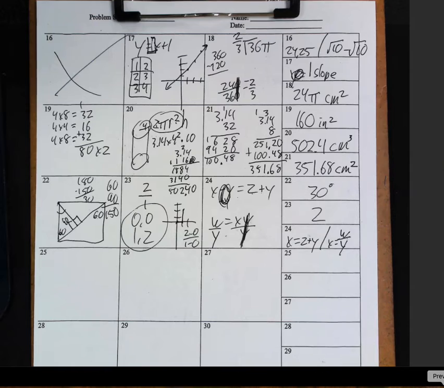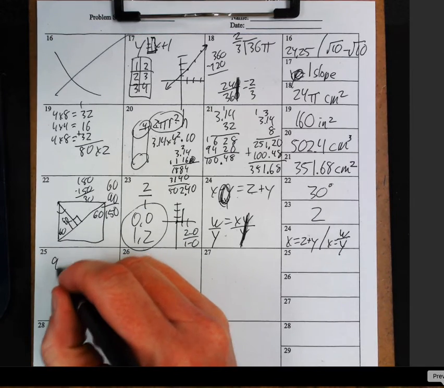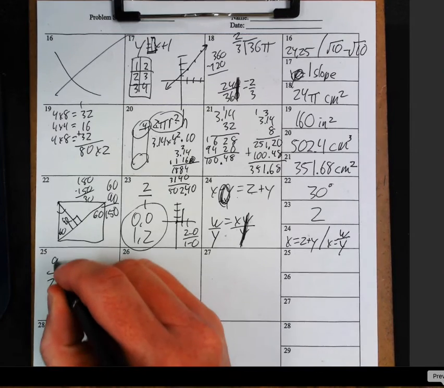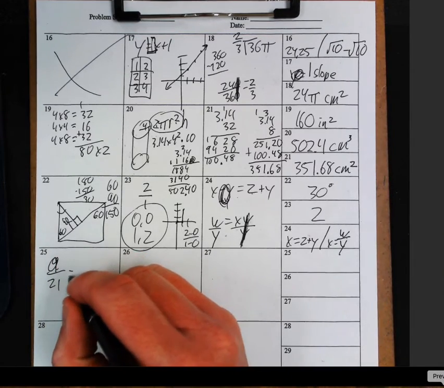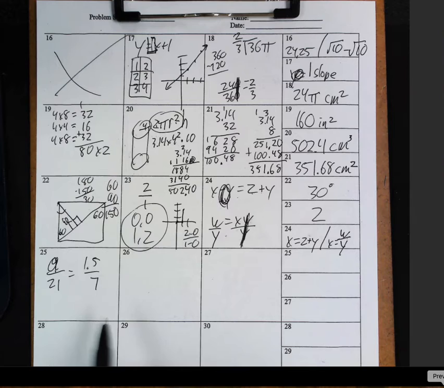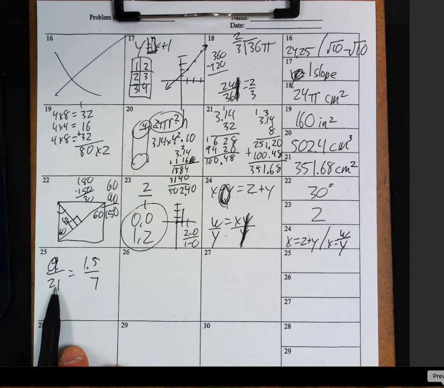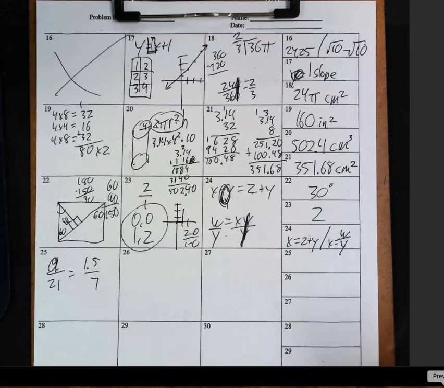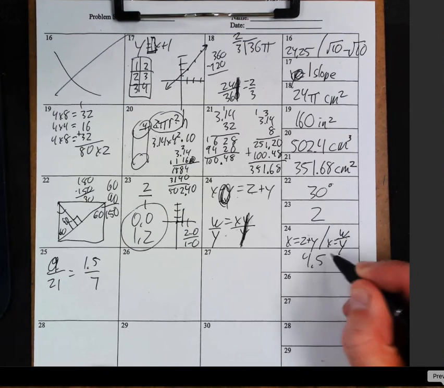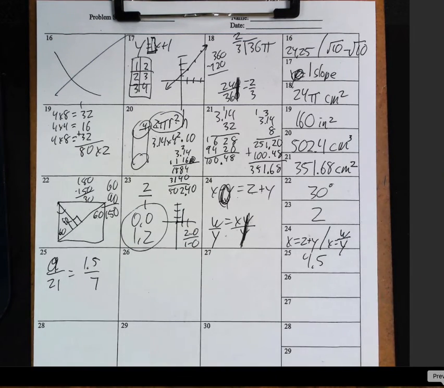So 25, I'm supposed to solve a proportion. A is to 21 as 1.5 is to 7. How'd I get from 7 to 21? 3. 1.5 times 3? 4.5. 15 times 3 is 45. Maybe you know that one in your head, so you just slide that decimal.